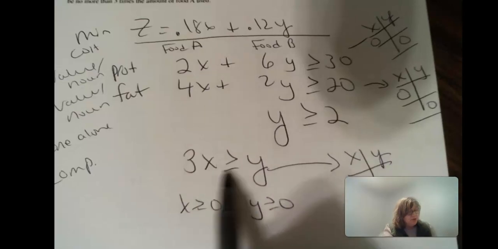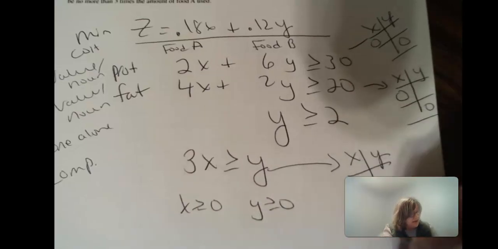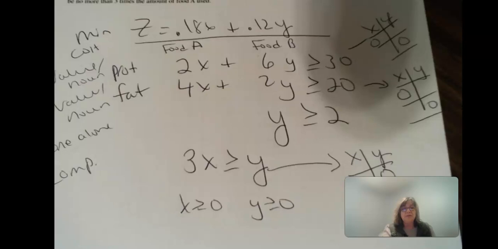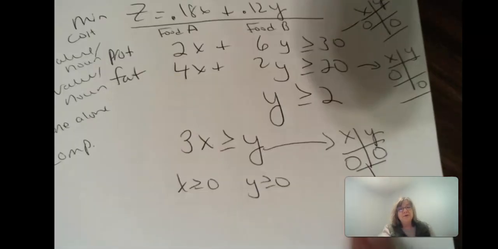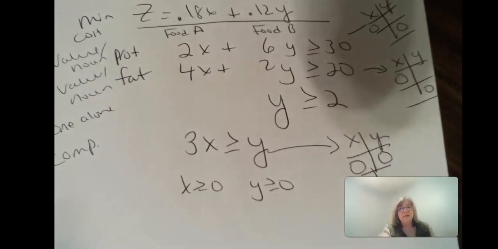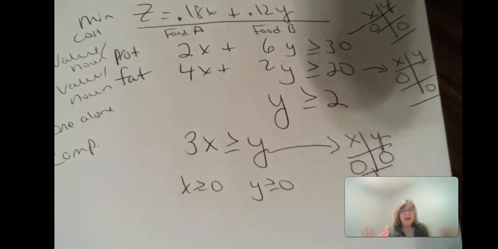This one goes through 0, 0, so you're going to have to find another point that works besides 0, 0, okay? But here you can do intercepts, and so forth, okay? This one, decide horizontal or vertical. Go ahead and graph these and then shade and try to find your feasibility region, okay?